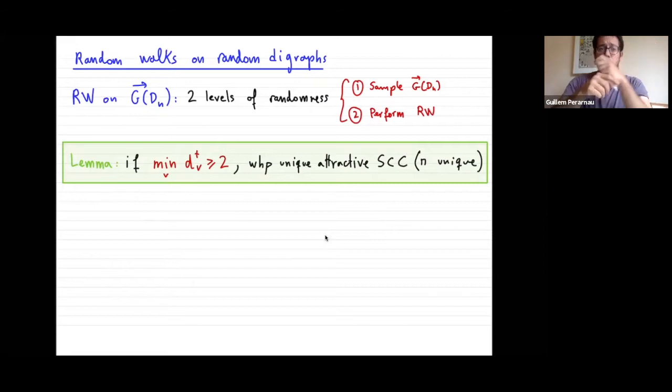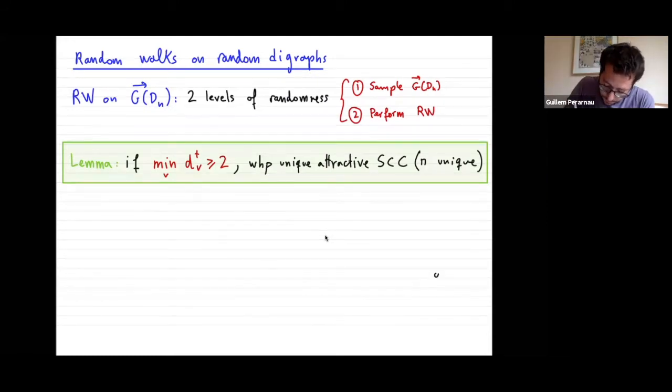And then it's not very difficult to prove this small lemma: if your minimum out degree is at least 2, then with high probability, there is only one strongly connected component that is attractive. So in particular, we will have this uniqueness of pi, and this will be something that we will really like in this situation. Let me give you a very, very rough idea why this is true.